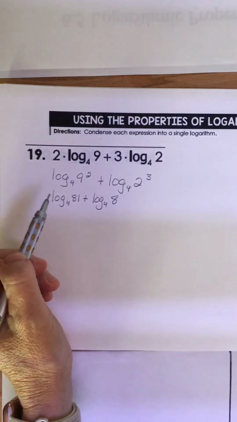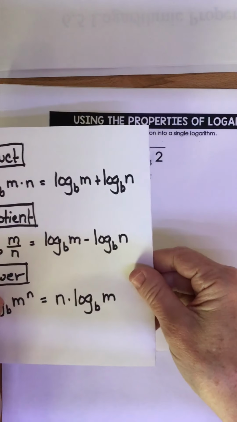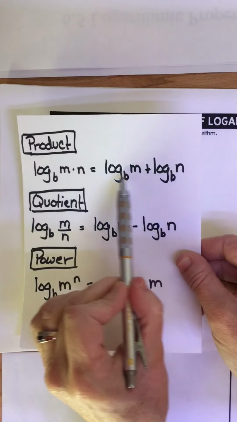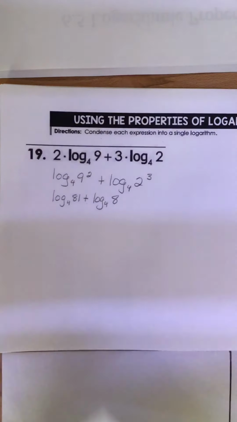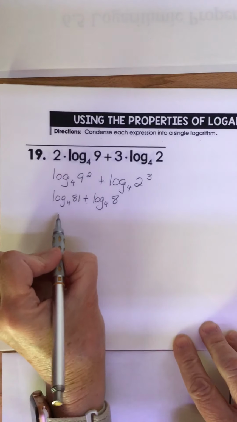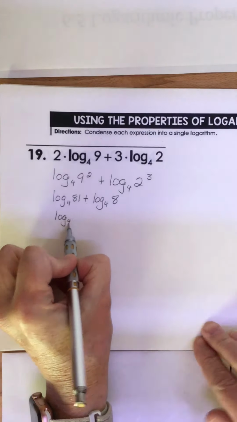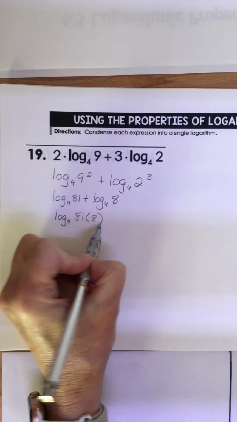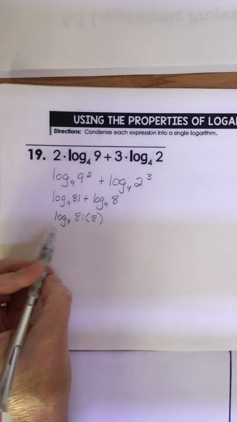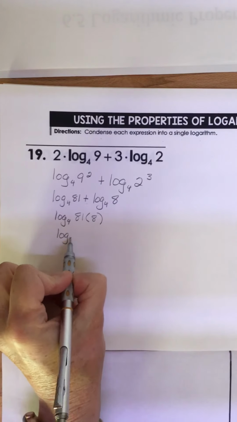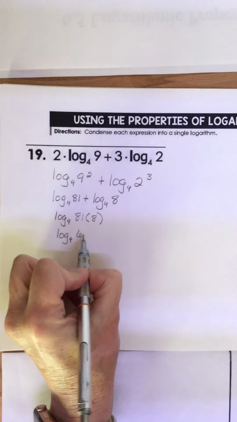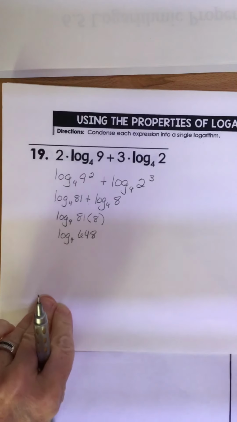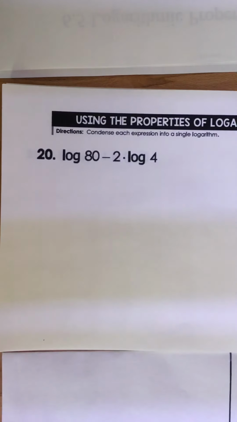Since we are adding right here, the property is that we're going from here to here. So now we have log base 4 of 81 times 8. And so our final answer would be log base 4 of 648. All right, let's go on.